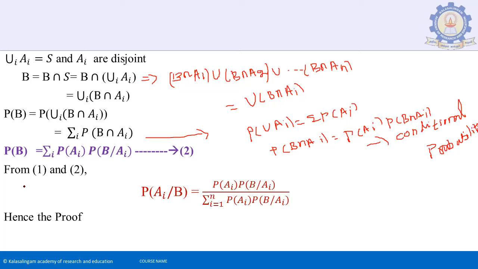Okay. So we got P(B) equal to the summation of P(Ai) into P(B|Ai). From equations 1 and 2, if we solve, you will get the Bayes equation: P(A|B) equal to P(A) into P(B|Ai) by the summation of i equal to 1 to n of P(Ai) P(B|Ai).